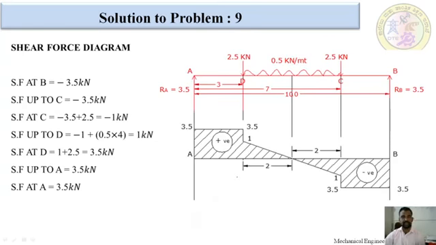Before that, we are going to draw the shear force diagram. I want to draw one baseline for this. Below the baseline is negative value, above the baseline is positive value. First of all, the shear force we got at B is negative. For that reason, I am going to mark it here and draw a vertical line. Wherever there is a point load, there would be a vertical line in the shear force diagram.